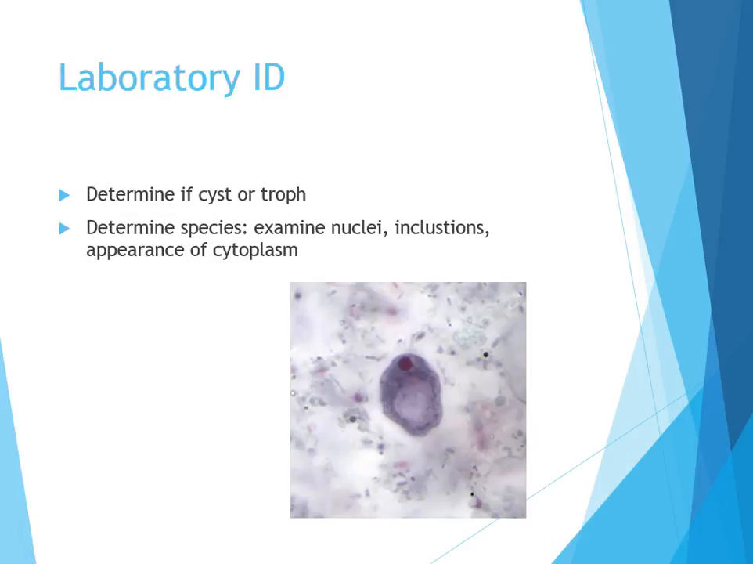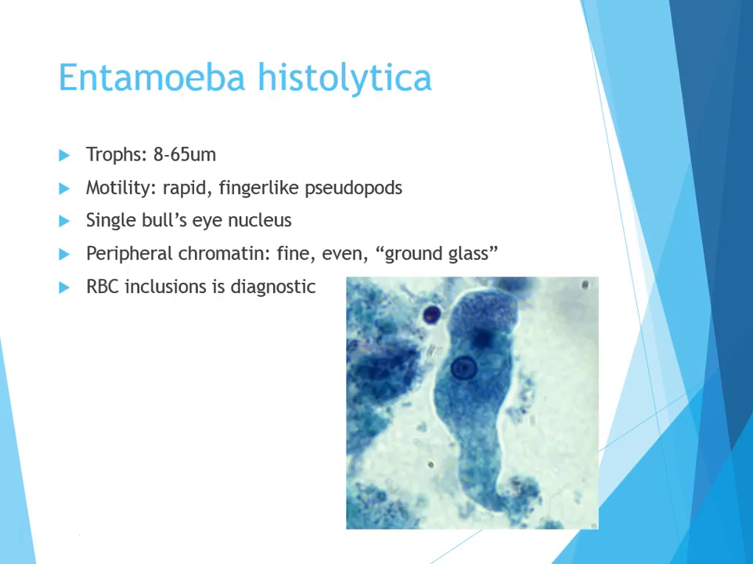Okay, laboratory ID. You find out if you're looking at a cyst or a troph, and then you look at the number of nuclei, the inclusions, what the cytoplasm looks like. Okay, this is the first of the parasites. This is Entamoeba histolytica. Out of all the Entamoebas, this is the only pathogen. The rest are not even treated.